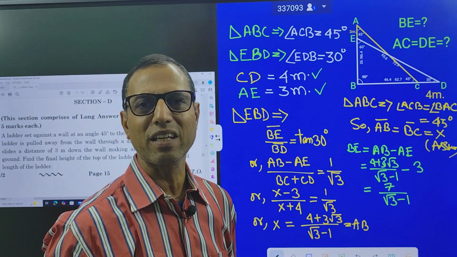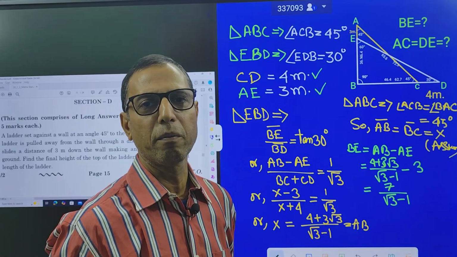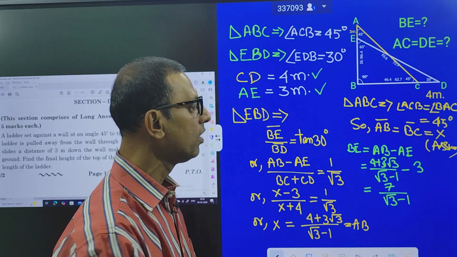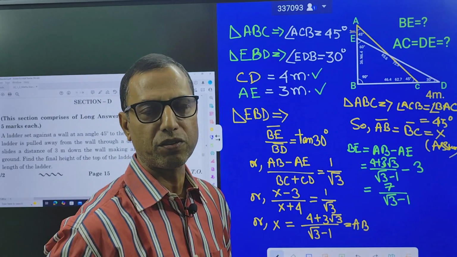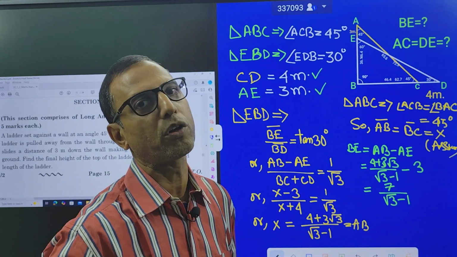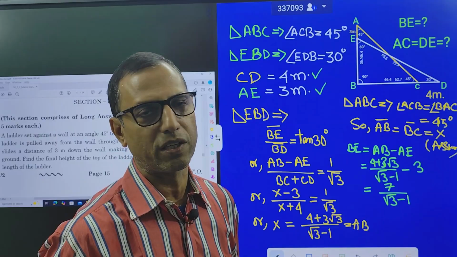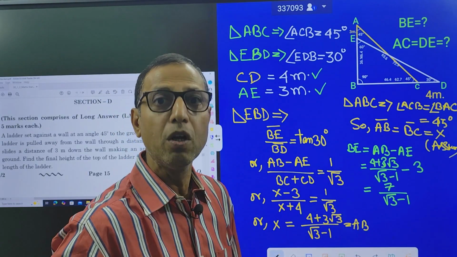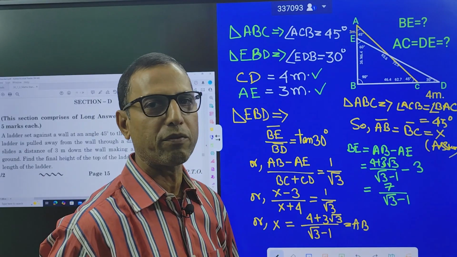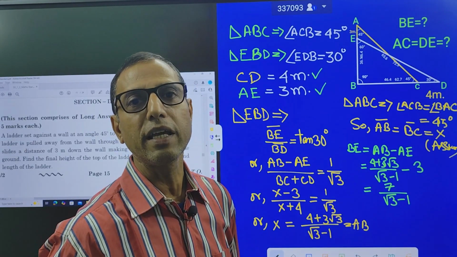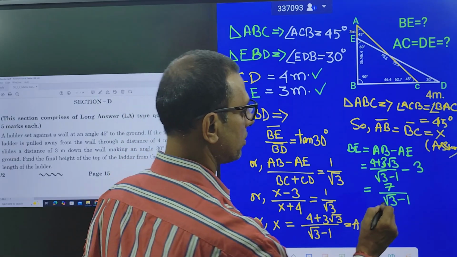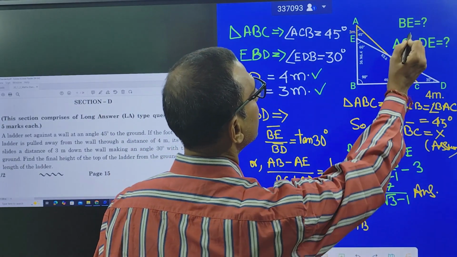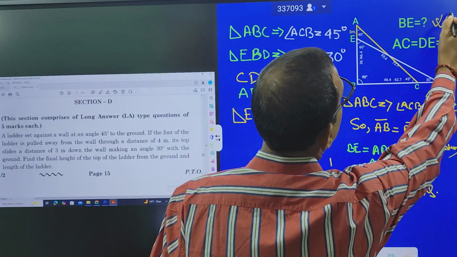Now you can keep it like this, or you should make the denominator root free, that is rational. So you can multiply with root 3 plus 1 in both numerator and denominator, or you can put the value of root 3 straight away. So 1.732 minus 1 is 0.732, 7 by 0.732, whichever you like, but normally we should avoid root in the denominator part. So this is one answer. This is what we have already found out.